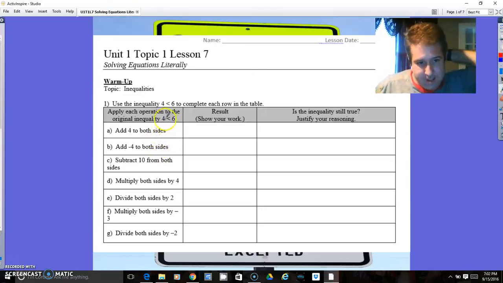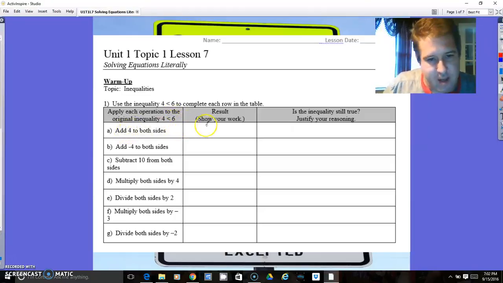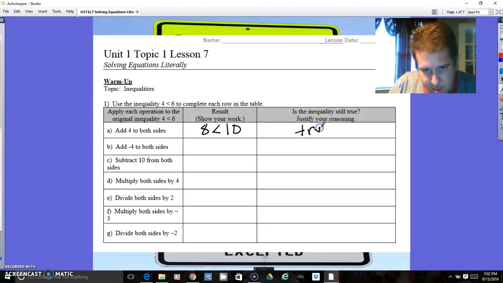So we've got 4 is less than 6. Well, that's obvious. That's true. If I add 4 to both sides, what would the result be? So 4 plus 4 would be 8, is less than 6 plus 4 makes 10. And that is still a true statement. Absolutely, 8 is still less than 10.